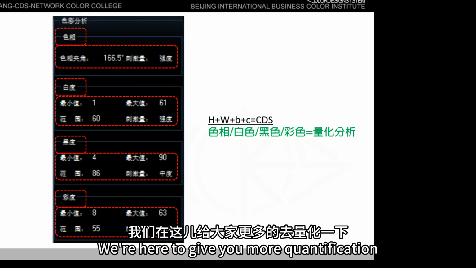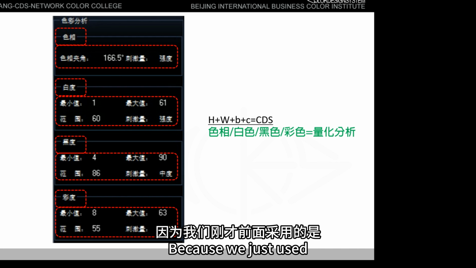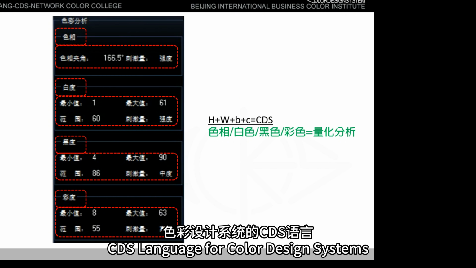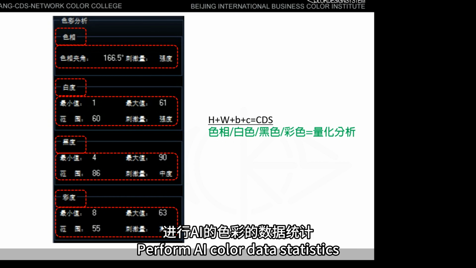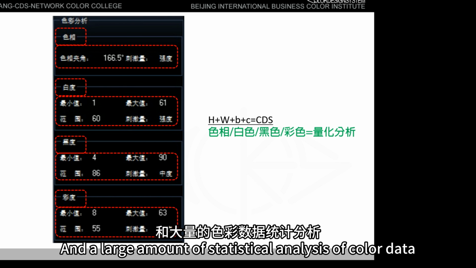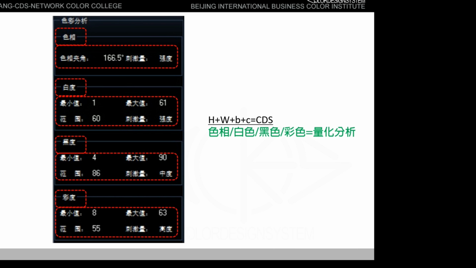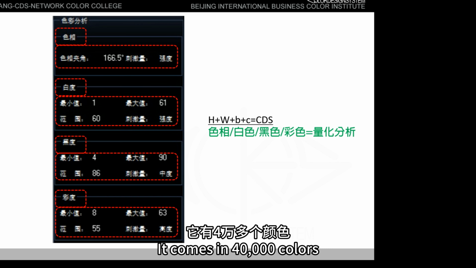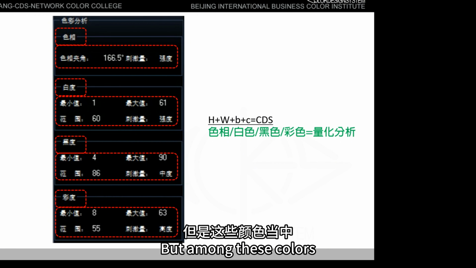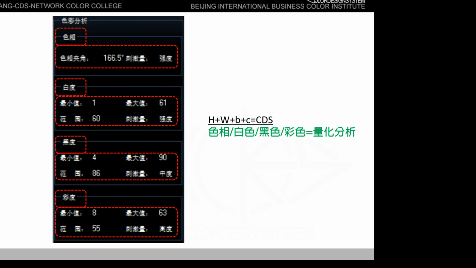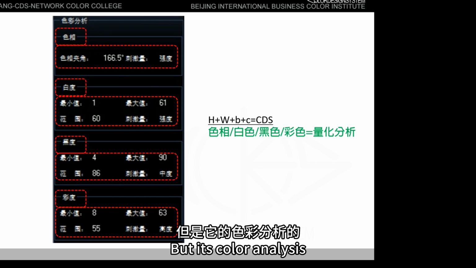We're here to give you more quantification, because we just used CDS language for color design systems, to perform AI color data statistics, and a large amount of statistical analysis of color data. After we did the low-level analysis, this painting contains 40,000 colors. But among these colors, we finally extracted 15 colors. That's the color analysis.